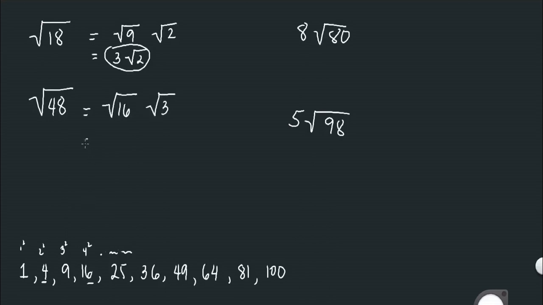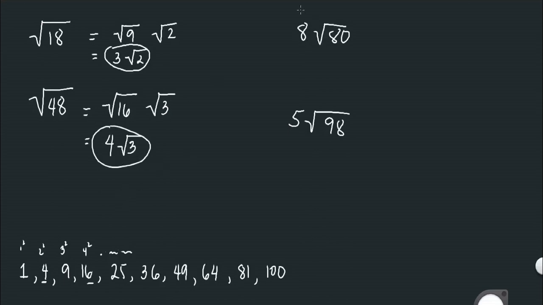So, ganun yung rule dito kapag dalawang factor na may perfect square number. So, dito naman, square root of 16, that is 4. Square root of 3 will remain. And this is the final answer.